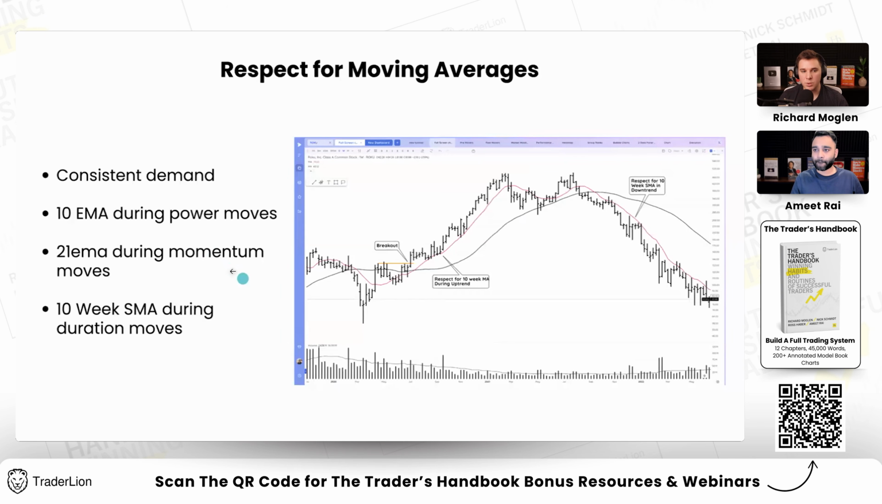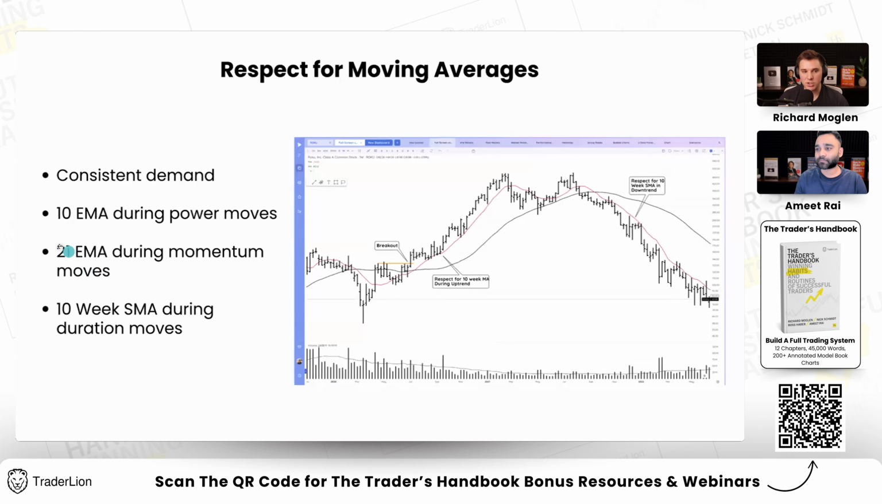Then during momentum moves, after the stock maybe calms down a little bit, but is still trending nicely, look for the 21 EMA. And thanks Rye for editing on the fly here. And 21 EMA during momentum moves. It's amazing how stocks can rise 200, 300% during strong uptrends during bull markets without breaking below the 21 EMA or the 21 simple. They're going to show basically the exact same level.